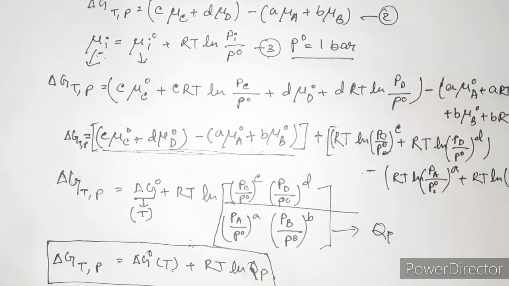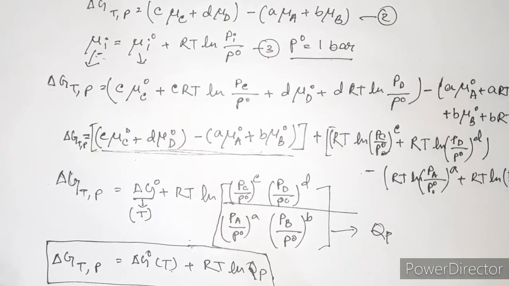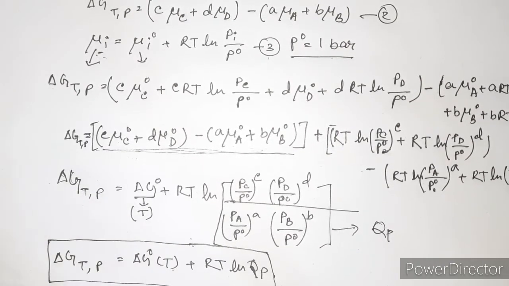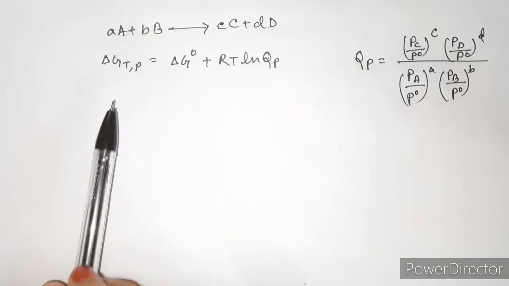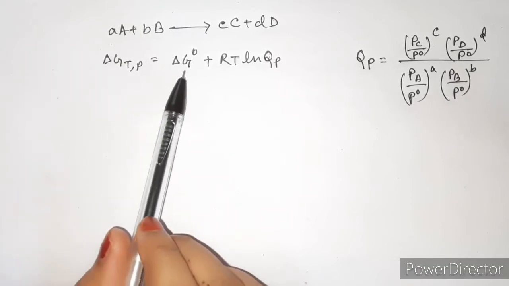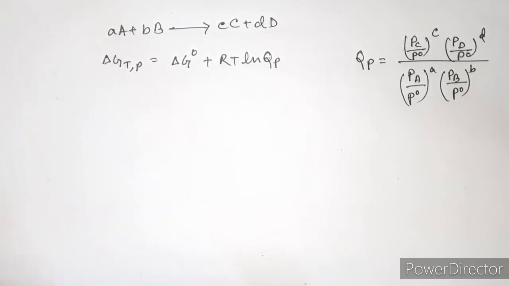And now I am telling what the significance of this equation is. By this equation, what can you tell? Now the Van 't Hoff equation is del G T,P is equal to del G 0 plus RT ln Qp.